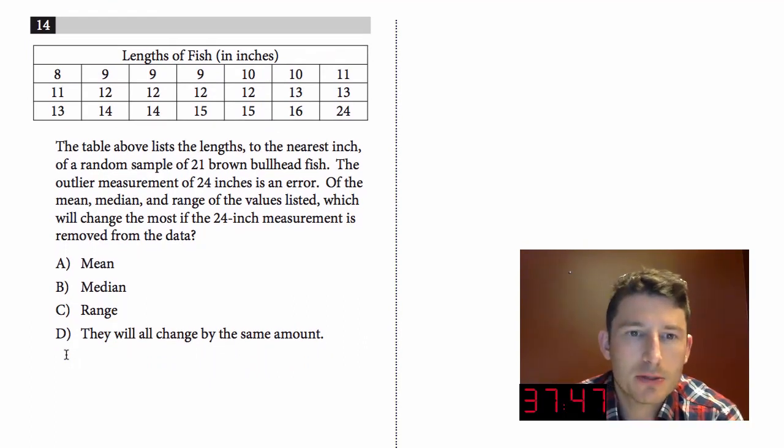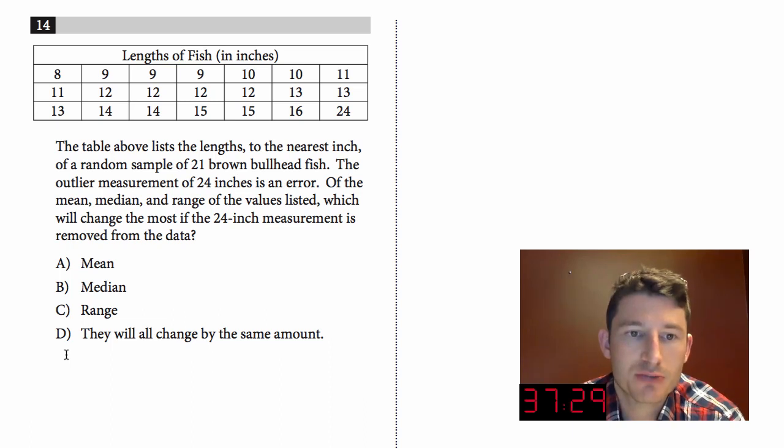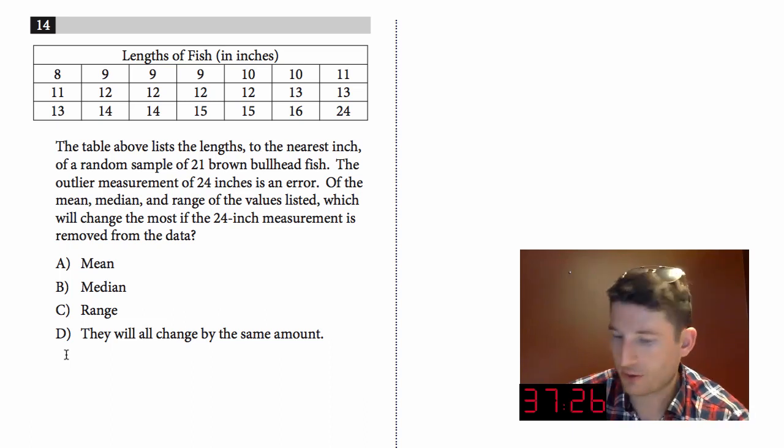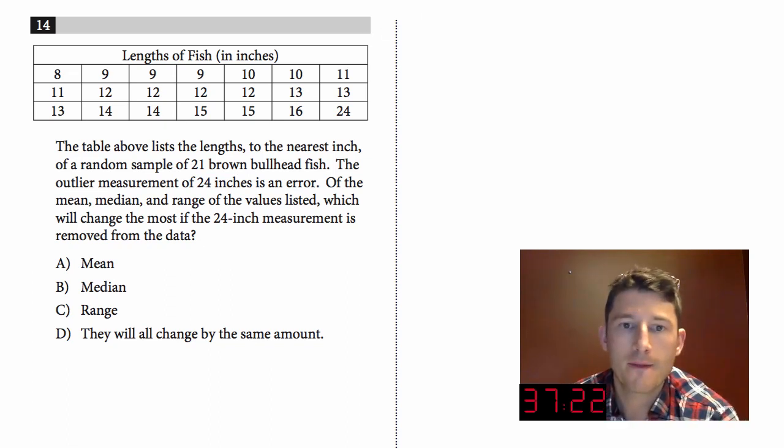The table above lists the lengths to the nearest inch of a random sample of 21 brown bullhead fish. The outlier measurement of 24 inches is an error. All right, so 24 inches is an error. That's the one on the end there. Of the mean, median, and range of the values listed, which will change the most if the 24-inch measurement is removed from the data? All right, so we just got to picture that. What am I doing here? There we go. So this one's gone.